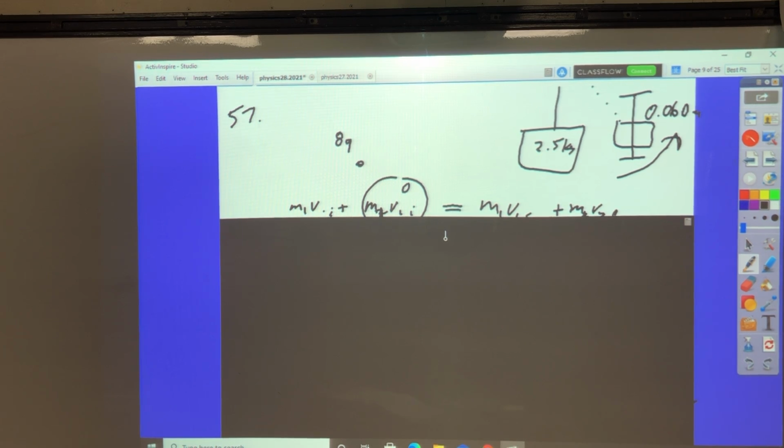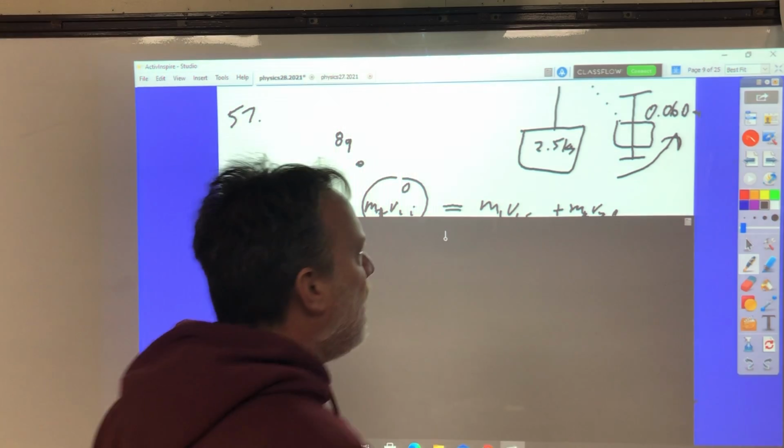So an 8-gram bullet is fired into a 2.5 kilogram pendulum bob and becomes embedded. If the pendulum rises a vertical distance of 6 centimeters, calculate the initial speed of the bullet. Or, in this case, we can do the reverse.